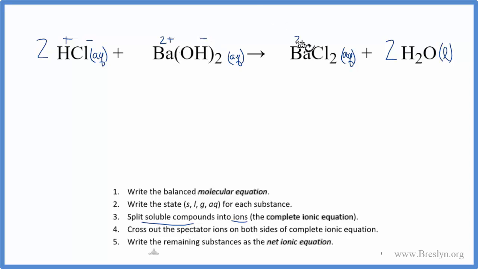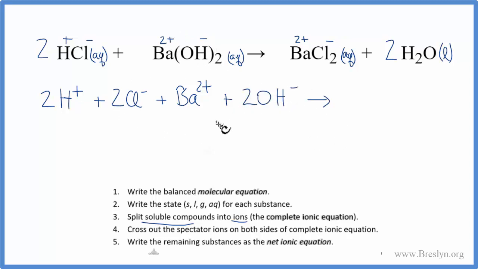Over here we said barium's 2 plus. Chlorine, we said, is 1 minus. So we have this here. Now let's write it all out. We have 2 of these hydrogen ions, plus we have 2 of the Cl minus, the chloride ions. Then we have 1 barium, that's 2 plus, the barium ion, plus the hydroxide. And we have 2 of these hydroxides here. 2 times that there gives us 2 hydroxides.